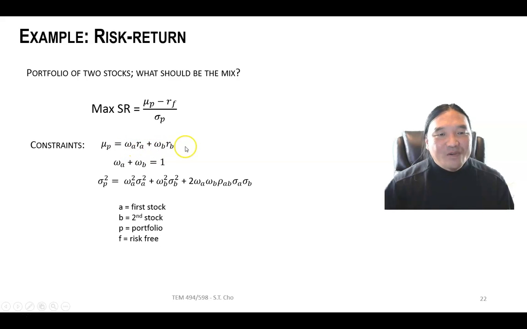Anyway, so the constraints are, I have two stocks, A and B. And so I decide to weight them, which I'm calling omega A and omega B. Since these are being weighted, they have to equal 1. And the standard deviation is given by this. Now, we have a correlation coefficient between these two. And what rho AB refers to is the correlation between these two stocks.